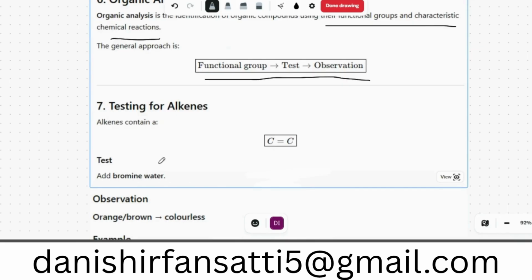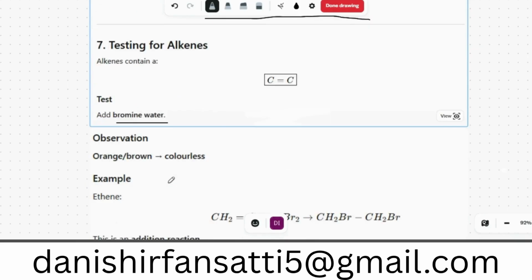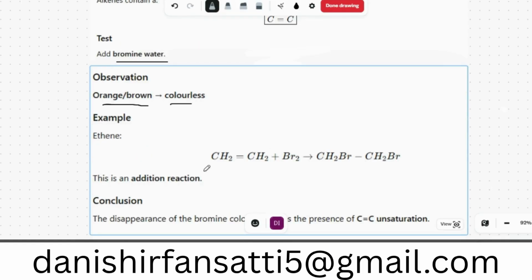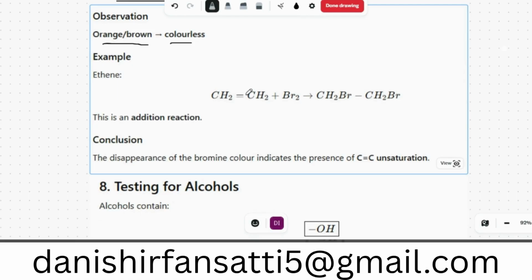For example, alkenes. For alkenes, we add bromine water. The observation is orange-brown to colorless, because the double bond absorbs bromine. So bromine is removed from the water and it gives us a colorless solution. For example, ethene plus Br2 gives us 1,2-dibromoethane. Bromine is absorbed across the C=C double bond, so that indicates it is an alkene.